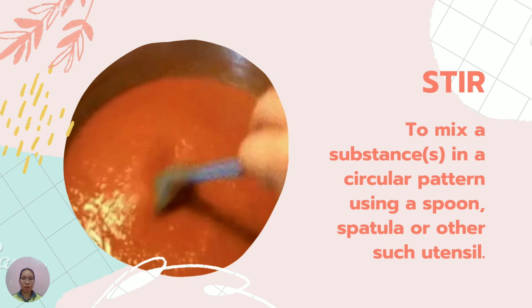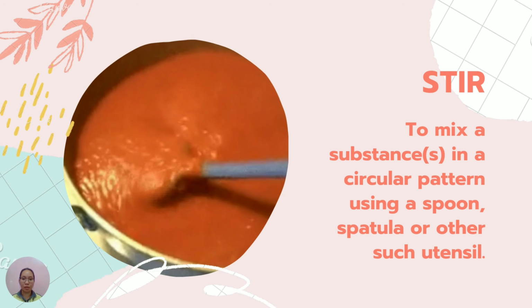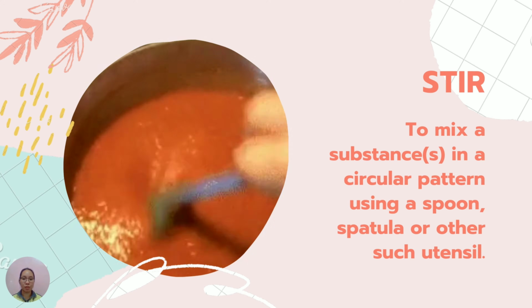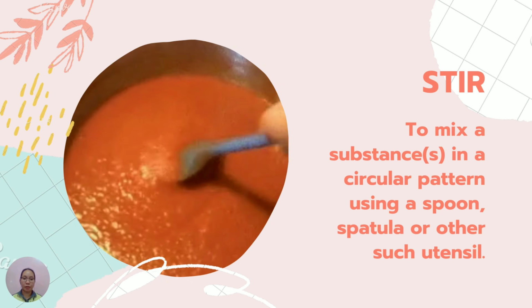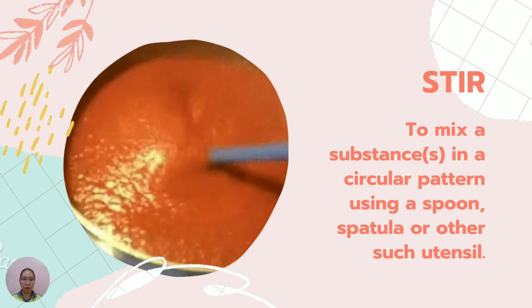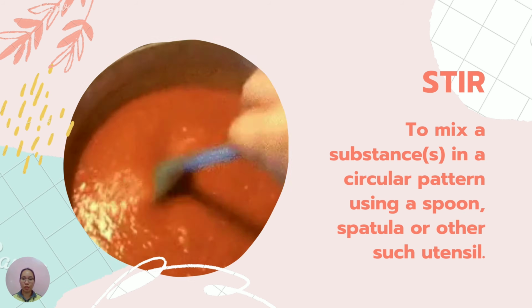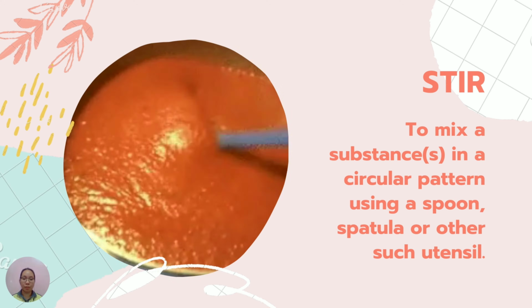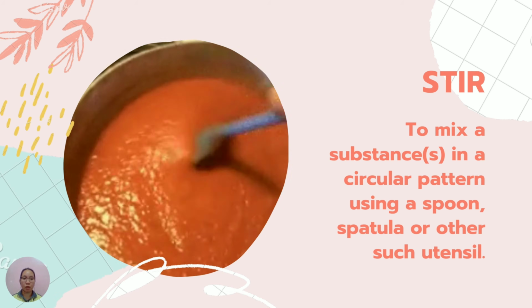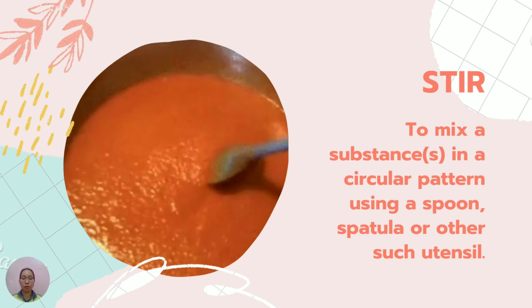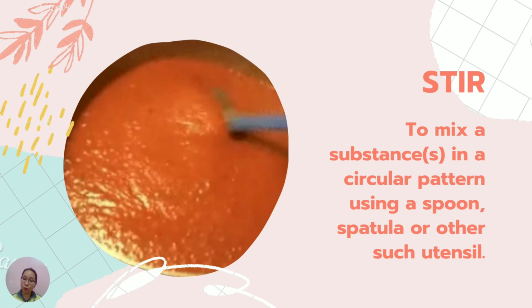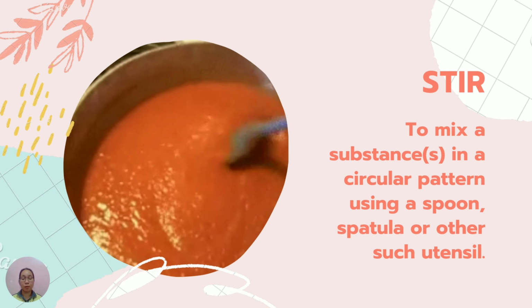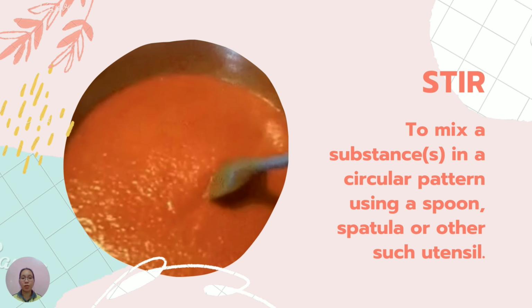The first one is the stir. To mix a substance in a circular pattern using a spoon, spatula, or other such utensil. This is the simplest method because it involves mixing all the ingredients together with the use of a spoon or spatula using a circular motion.